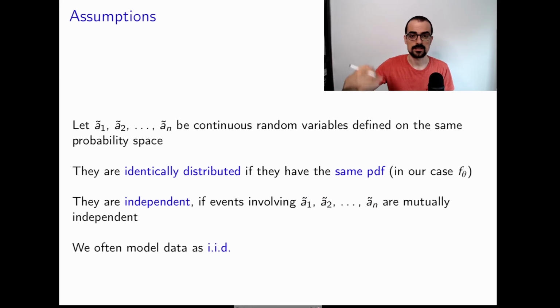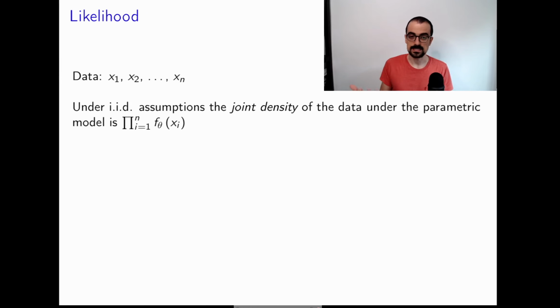When these two assumptions hold for n random variables, we say that the random variables are IID, and we often model our observed data as IID. Okay, so now if we have some data points x1 to xn, and we assume that they are IID, then their joint density, we haven't defined what the joint density is yet, and we will do this formally a bit later on in the course, but for now you're going to have to bear with me.